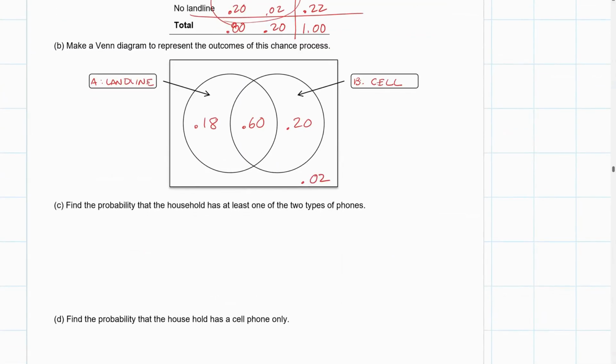It says, find the probability that a household has at least one of the two types of phones. That would be the probability of A or B, or maybe we write that as A union B. And I could think of that as 0.18 plus 0.60 plus 0.20, which ends up being 98%.